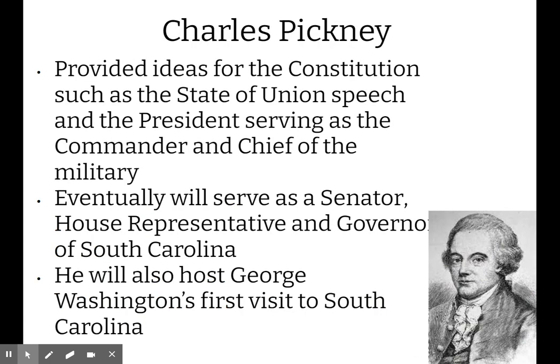Charles Pinckney is one of those gentlemen. He provided a lot of ideas for the Constitution, such as the State of the Union speech that the president would give, and he also felt that the president should serve as the commander in chief of the military. Eventually, he'll serve as a senator, in the House of Representatives, and as governor of South Carolina, and he also hosts George Washington's first visit to South Carolina.